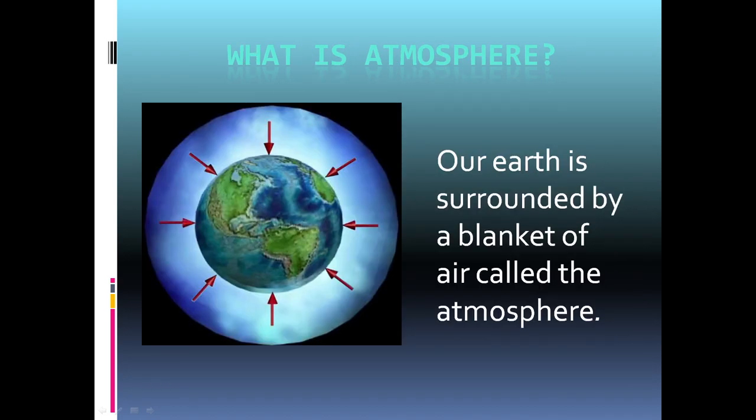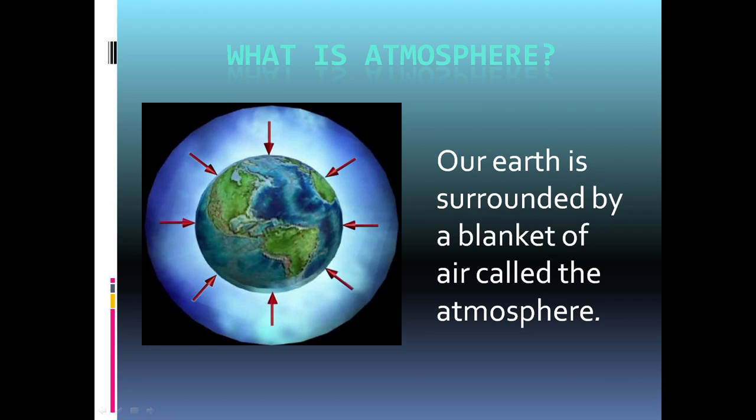I'm sure all of you are familiar with the term atmosphere. Let us try to understand what atmosphere is. Our Earth is surrounded by a blanket of air called the atmosphere. You can see in the diagram the blanket of air that is surrounding our Earth. This blanket has several layers and it is called the atmosphere.